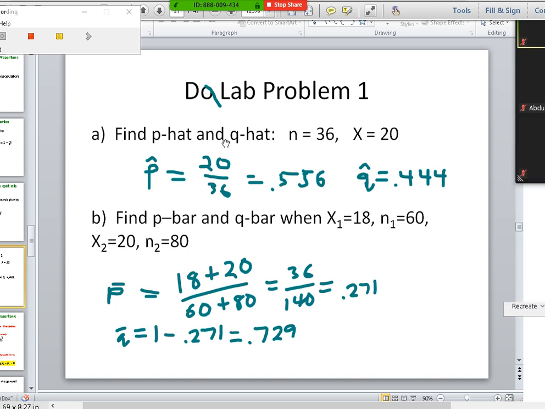Okay, so p hat and q hat. p hat is x over n, so 20 over 36, which is 0.556. And then q hat is just 1 minus that, so 0.444.